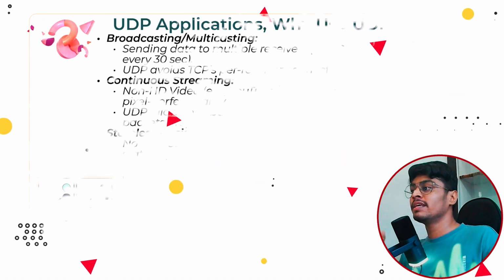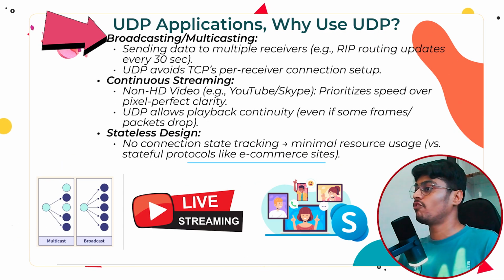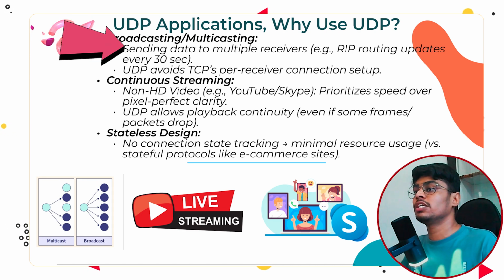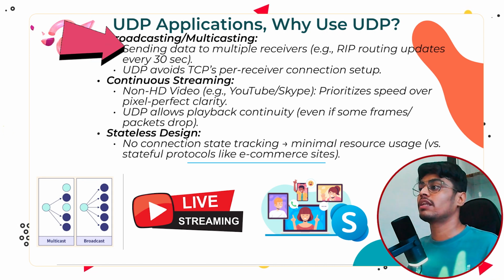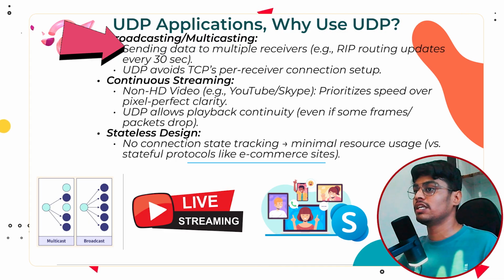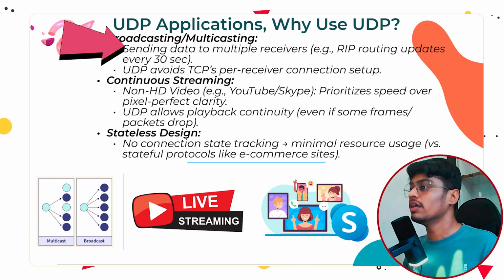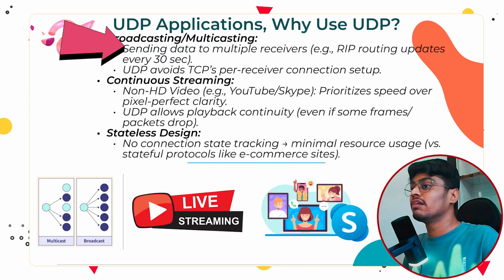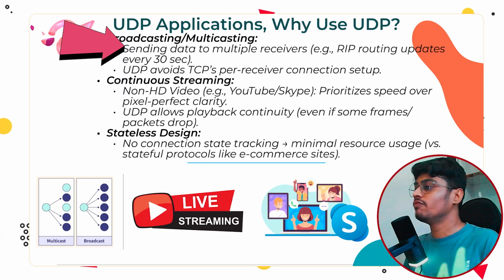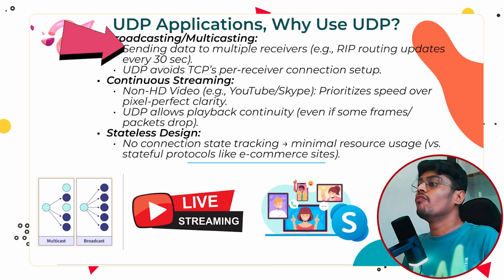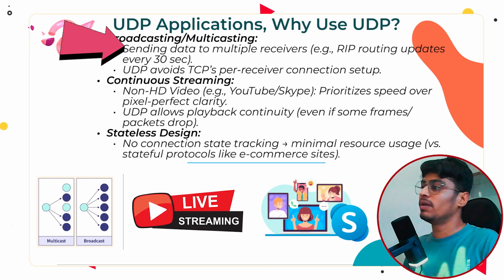Now, the other thing is broadcasting and multicasting. For broadcasting and multicasting, we use UDP. Broadcasting and multicasting use protocols like RIP, Routing Information Protocol, as we discussed in our previous videos also. You can check that out. In distance vector routing, every 30 seconds, a node shares its routing table with neighbor nodes. We have discussed that one node shares its routing information with multiple neighbor nodes.